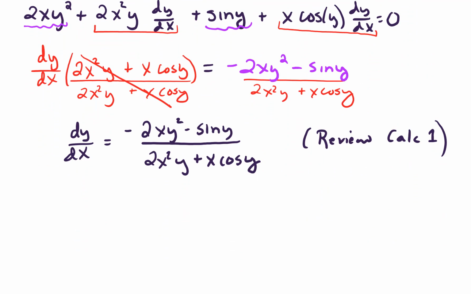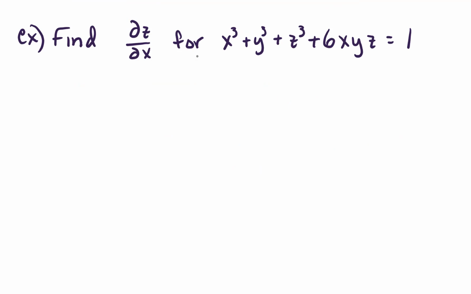Okay, so now let's find the partial derivative of z with respect to x for x cubed plus y cubed plus z cubed plus 6xyz equals 1. And keep in mind, when we're doing partial derivatives, the variable y is going to act like a constant. So y acts like a constant. Okay, so let's go through this expression. We will take the partial derivative with respect to x of all of these terms using our product rule where appropriate. Okay, so let's do it.